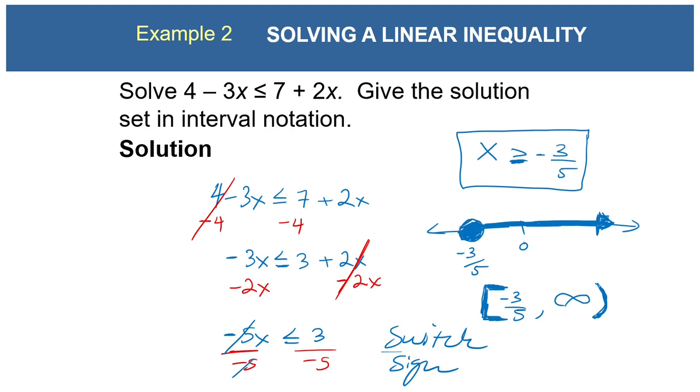And again, the infinity always has a parenthesis because you can never reach infinity. You can approach it forever, but you can never reach it. So infinities always have a parenthesis. And again, this is a square bracket because it's a closed circle, because there's an equal sign here.